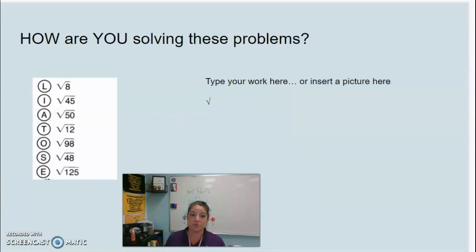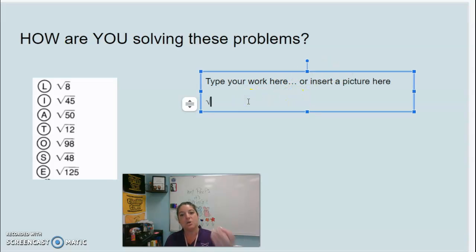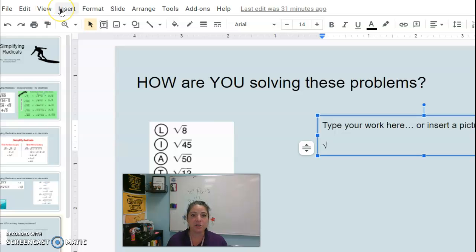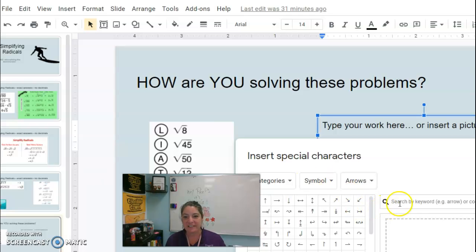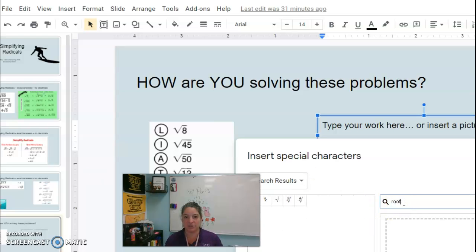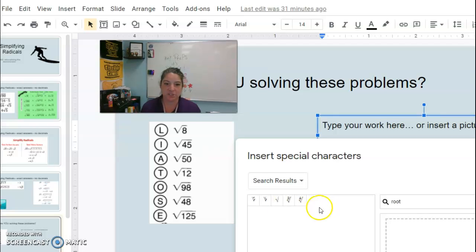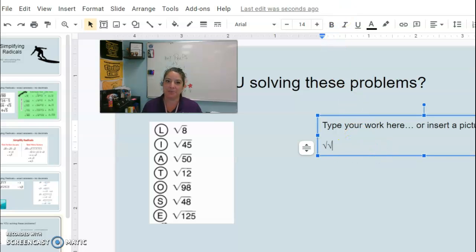I actually want to go through and do a couple of these for you. What you're going to be doing as proof that you followed along with this is you're going to be either typing in your work in here or you're going to be inserting that picture in here. If you wanted to get that radical sign, you have to go up here to where it says insert. You're going to insert a special character, and then you can start typing it in down here. So you can type in root, right, for square root, and then there's the square root symbol, okay? And you can just click on it, and it'll insert that square root symbol for you, okay?